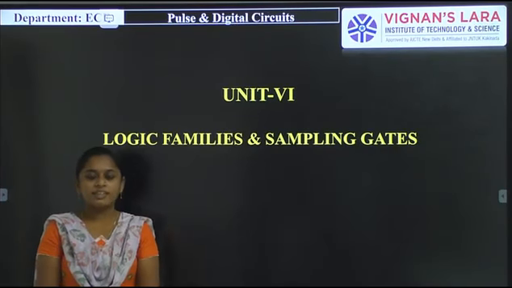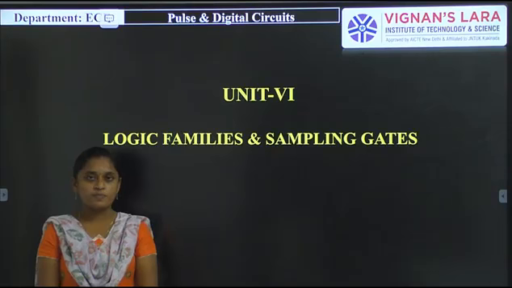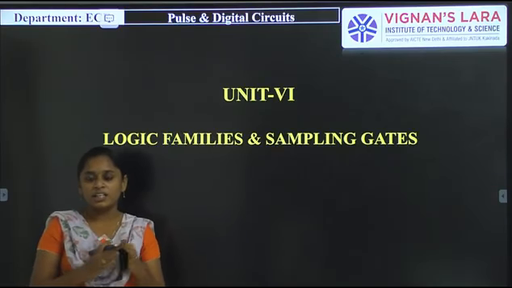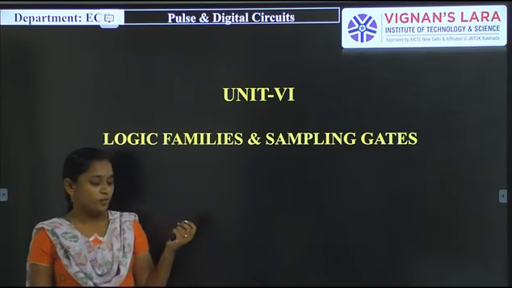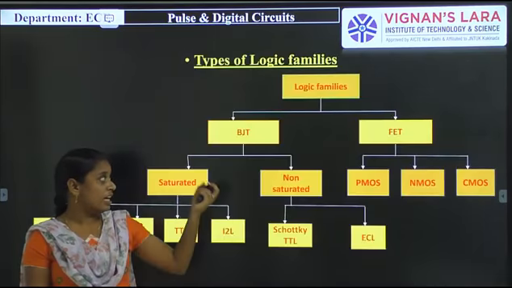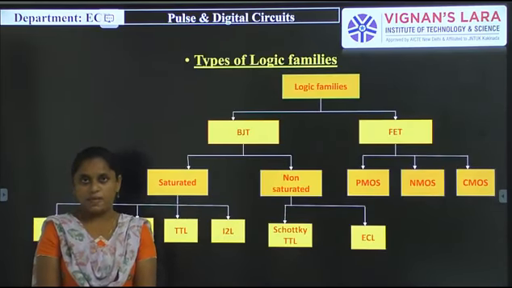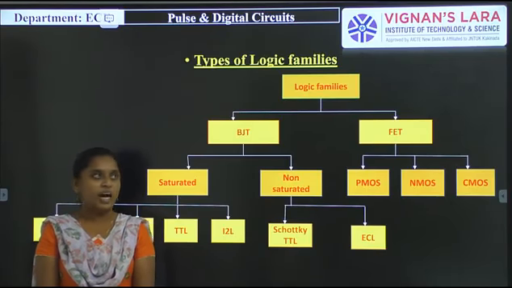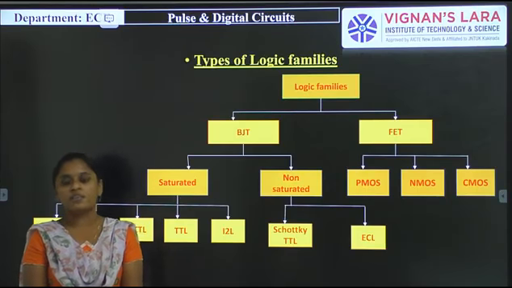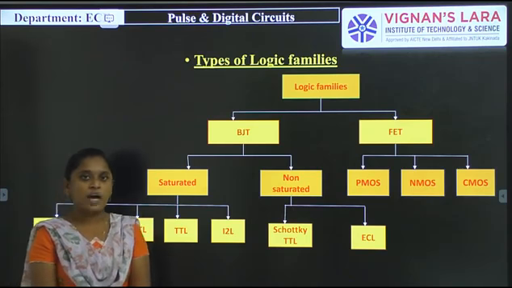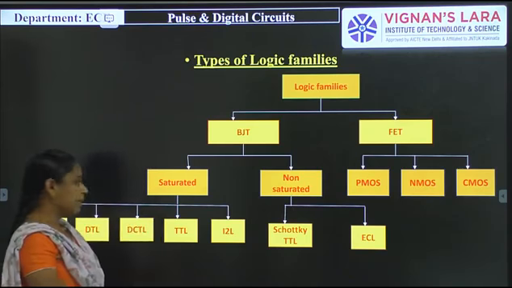So hi students, in the last class we discussed what is meant by a logic family and the different types of logic families available. At the same time, we discussed the basic differences between them. They can be categorized by the elements used, that is, BJT or FET. The BJT can again be divided into two types, the saturated logic family and the non-saturated logic family. We discussed the saturated logic family in the previous session.